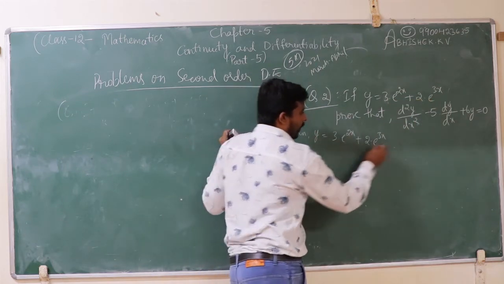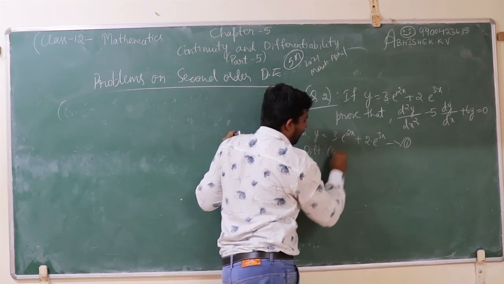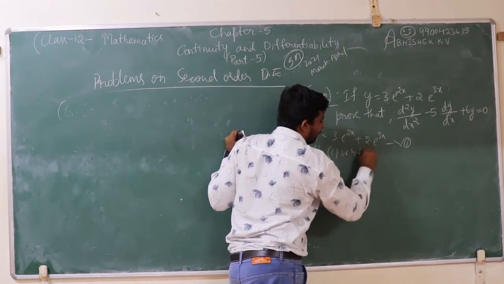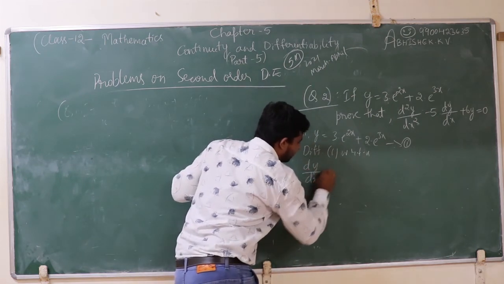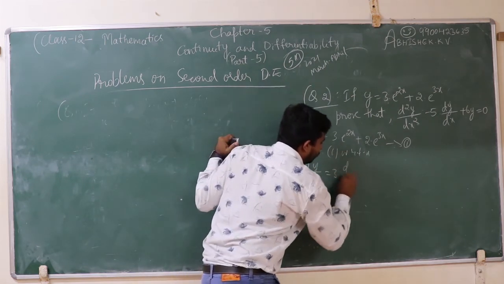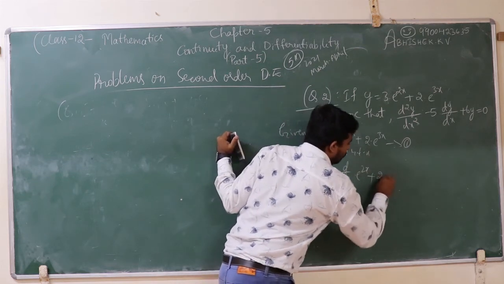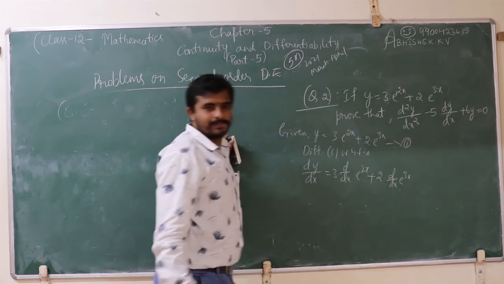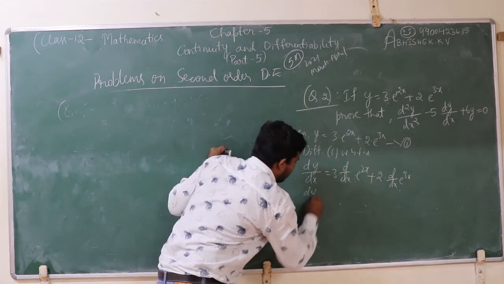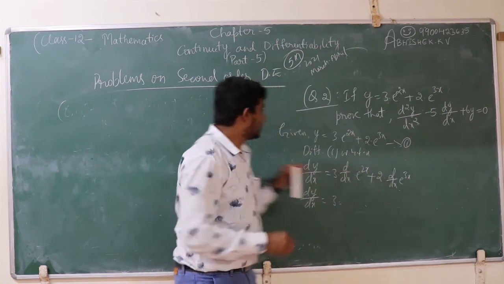See, call this equation 1. Differentiate 1 with respect to x. Then we get dy by dx is equal to 3 into d by dx of e to the power of 2x plus 2 into d by dx of e to the power of 3x. See, dy by dx is equal to 3 into derivative of exponential function.